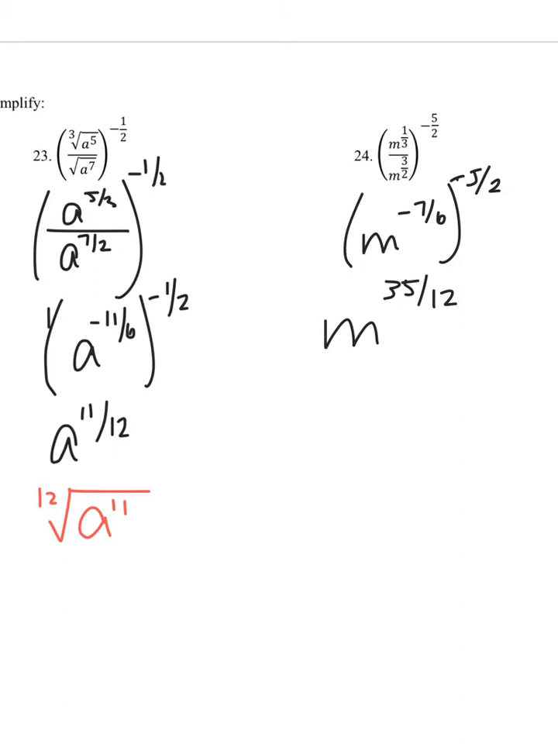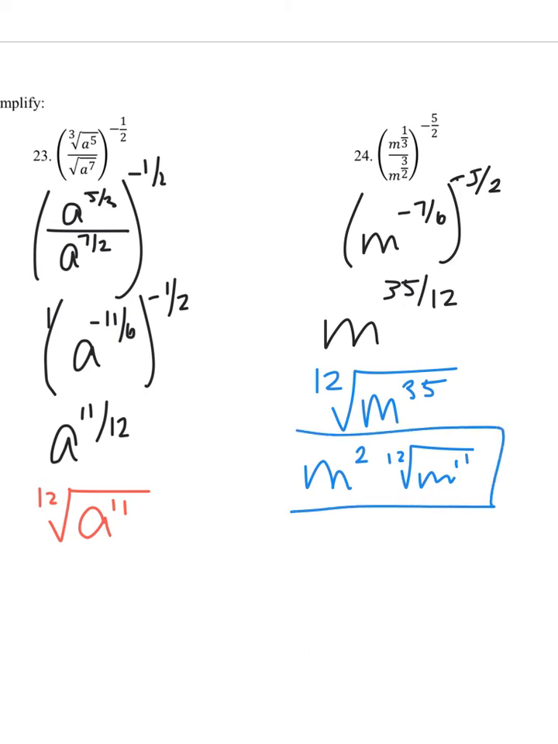So first I'm going to clean this up by putting it in radical form. However, it's still not in simplest form because I can simplify. 12 goes into 35 2 times. And then you have a remainder, so you still have a 12th root. 12 times 2 is only 24, but I need to get up to 35, so I am missing 11. So it's m squared times the 12th root of m to the 11th, and this is my final answer.